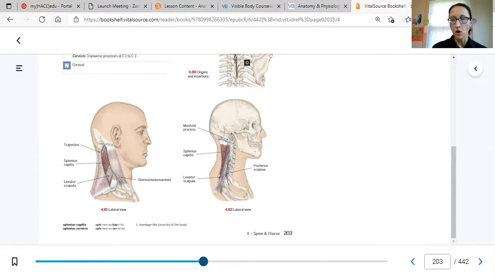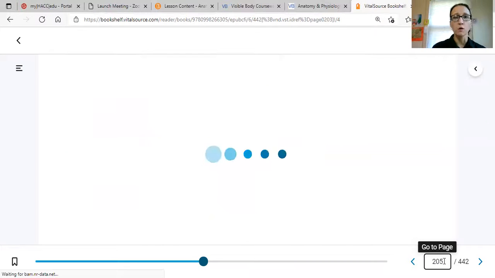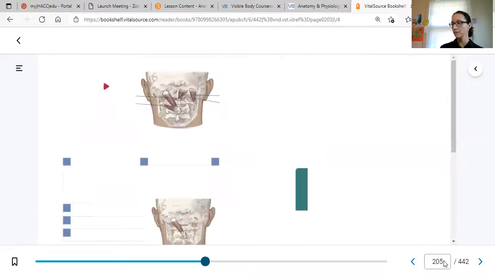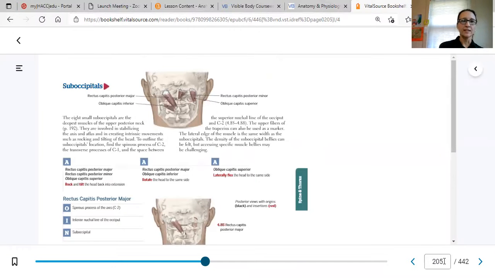Okay, so we're going to move on to the suboccipitals, because the suboccipitals are roughly in the same area. So we're talking about muscles that are high up in the cervical and thoracic spine. Suboccipitals is on page 205, so we're just skipping ahead a page. And here we are.